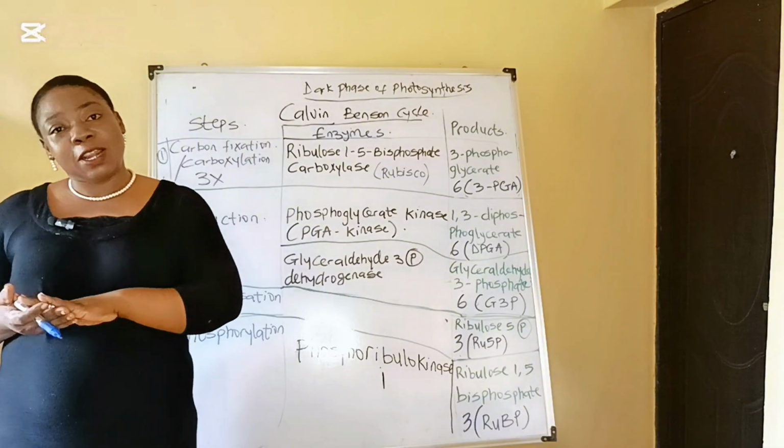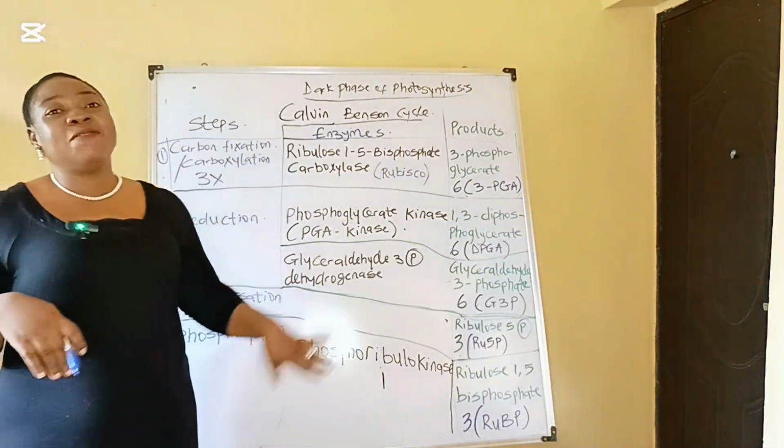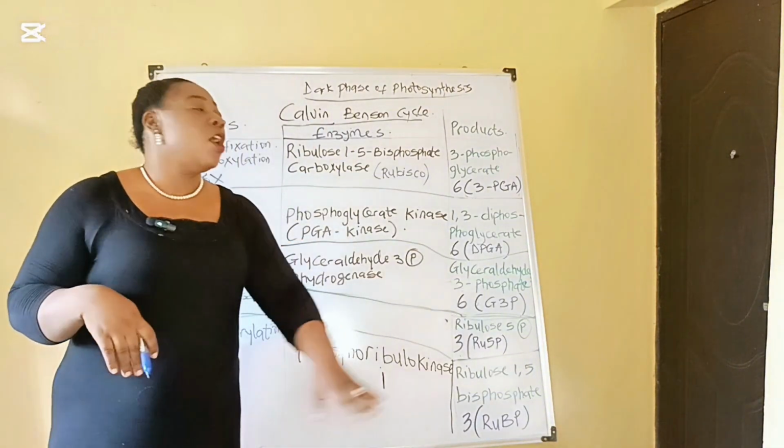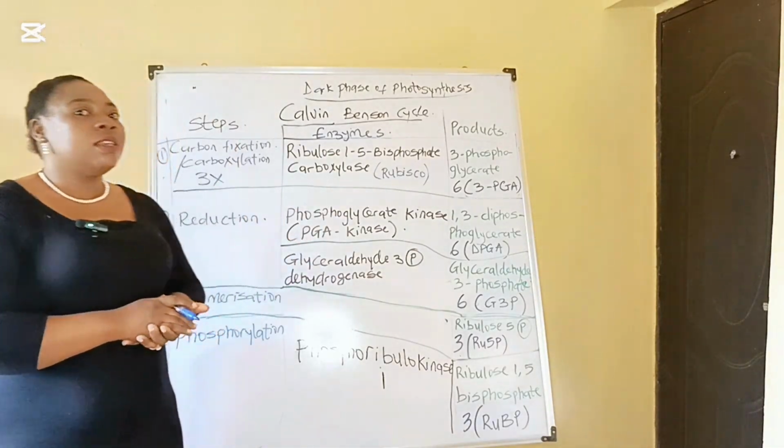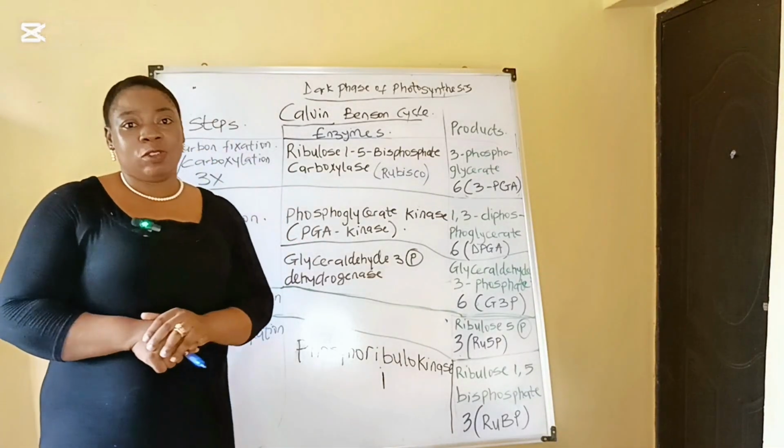With this, we've come to the end of today's class, where we've extensively studied the dark phase of photosynthesis, focusing on the Calvin-Benson cycle process of glucose generation.